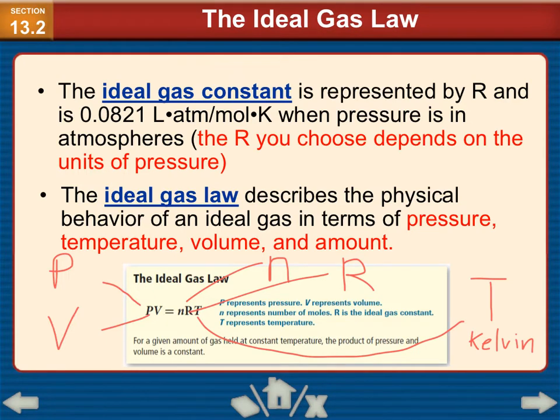This is a law that we will be using a lot, and if you look at it, the new variable N is introduced, and that represents a given amount of gas. We have another variable called R, the universal gas constant, and R will depend on the unit of pressure that's being used for P. There will be a range of R's provided, and you have to choose the R value which corresponds to the same units you have in your pressure value.